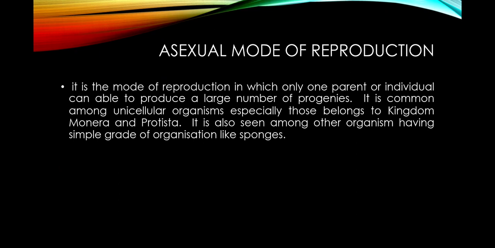As you know, it is the mode of reproduction in which only one parent or individual is able to produce a large number of progenies. It is most common among unicellular organisms, especially those belonging to kingdom Monera and Protista, and it is also seen among some of the lower grade organisms in which only cellular grade of organization is present, like sponges, as you know.